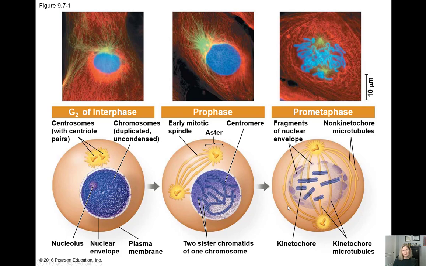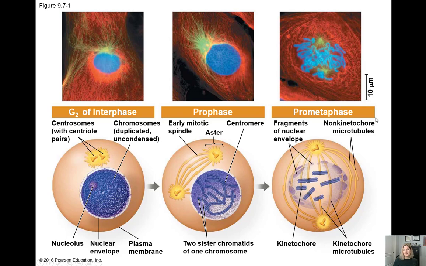Okay, and that mitotic spindle, as I said before, is part of the cytoskeleton. And you might recall from the cytoskeleton, there's 3 different types of cytoskeleton. The mitotic spindle is part of the microtubules. Okay. So there's our mitotic spindle.